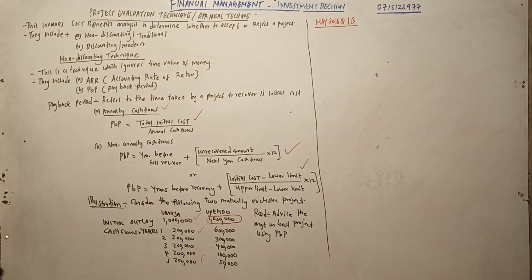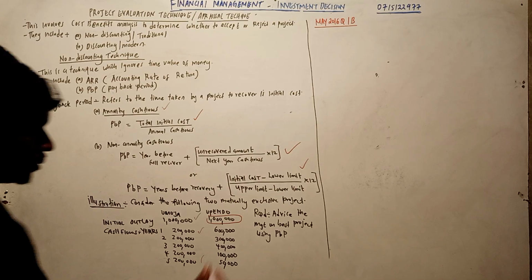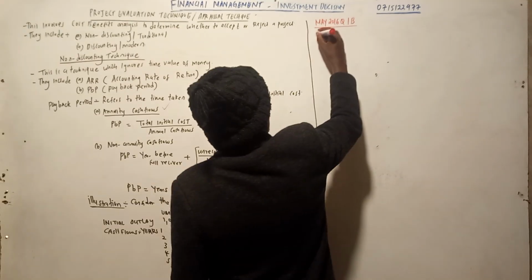So let me read it. A firm is considering the following projects. So we have the projects there, Project A to Project D. The operating cost is 15%. Now I'm interested in part A only: rank the projects using payback period. So let's start with Project A.